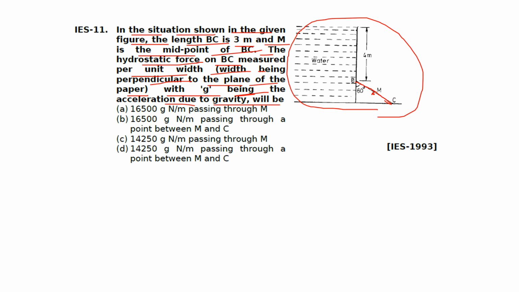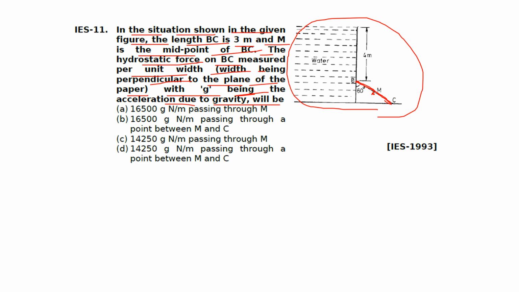So actually in this question, horizontal and vertical, both the forces will act. So we have to take the net of that, then only we'll get the complete hydrostatic force on this BC. Let's see how to solve this question.